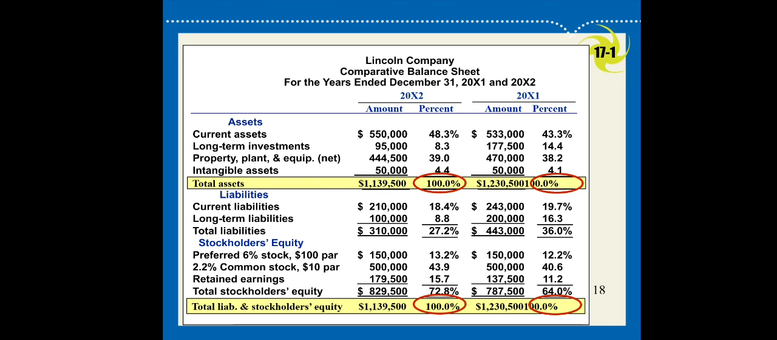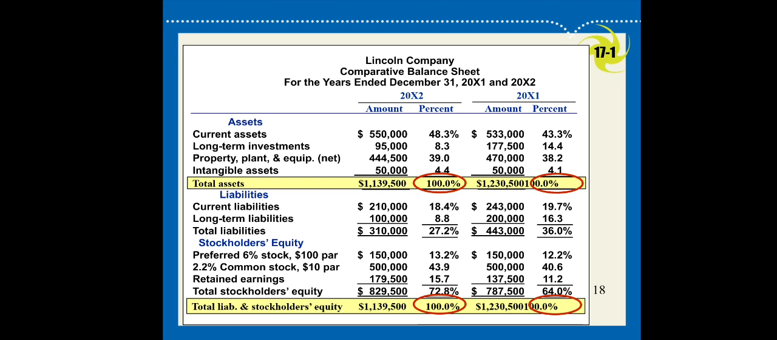So see here, in this slide, balance sheet for the year 2000x2, you have the amount with current asset 550,000, long-term investment 95,000, property, plant and equipment 444,500, intangible assets 50,000. So you have the data, the amount, and then you have to prepare column number 3. You have to calculate the percentage for each item in the balance sheet.